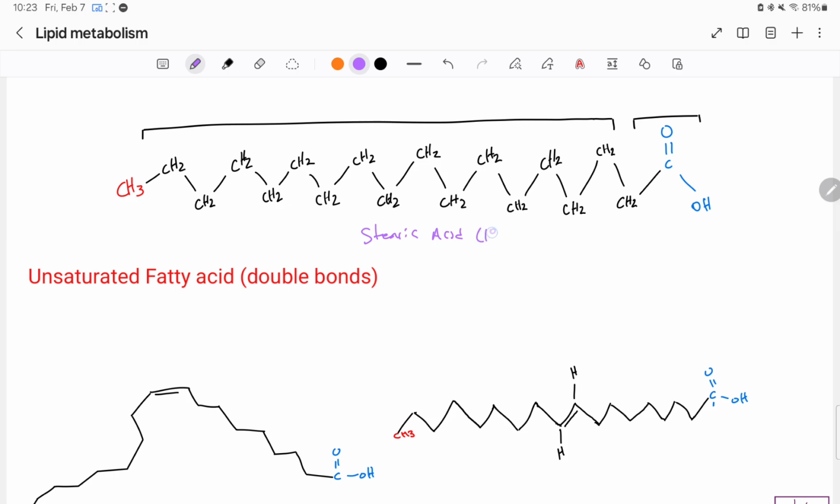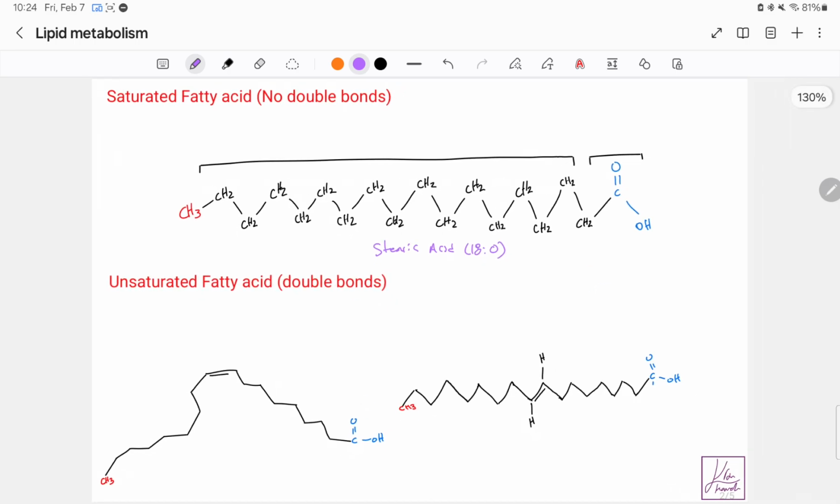It has 18 carbons, and it has no double bonds. This is the crazy thing that you have to know about saturated fatty acids. They have no double bonds. Whereas an unsaturated fatty acid has double bonds. It has been unsaturated or desaturated. That's why it has double bonds. That's where this name comes from. It's from the double bonds. The double bonds are really just referring to a covalent double bond between two carbons.